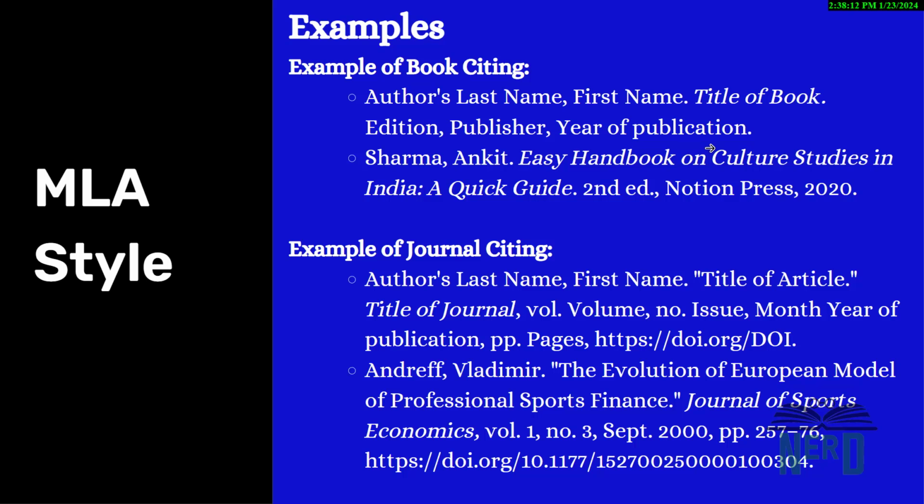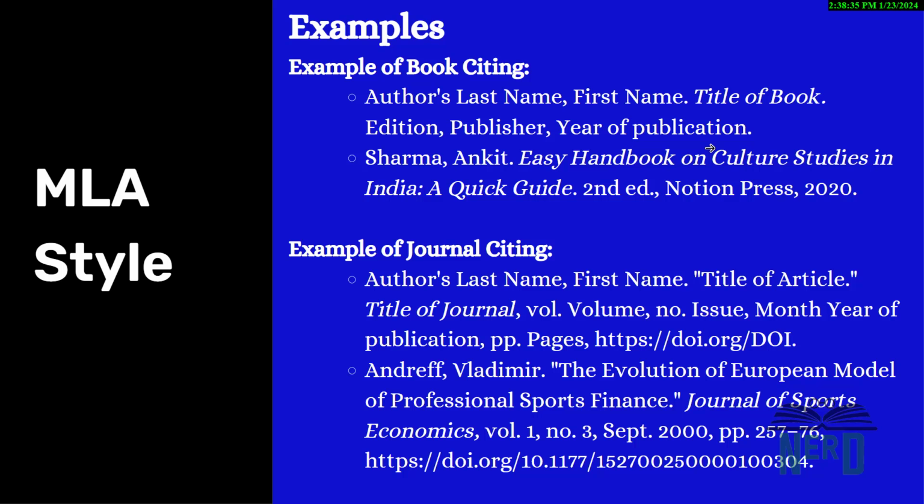Like here I mentioned one of our books: Sharma, comma, Ankit, dot, then Easy Handbook on Cultural Studies in India, Quick Guide. Then we have a full stop, and if this is the second edition, we have mentioned that, and then comma, publisher name and the publication date. Very easy, right? And suppose you're citing a journal here, so what do you do?